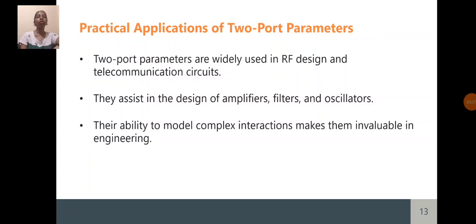Practical applications of two-port parameters. Two-port parameters are widely used in RF design and telecommunication circuits. They assist in the design of amplifiers, filters, and oscillators. Their ability to model complex interactions makes them invaluable in engineering.